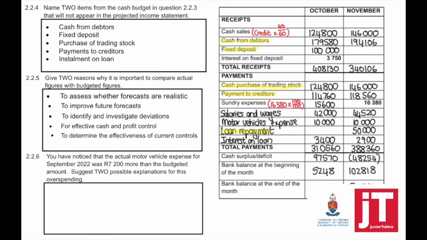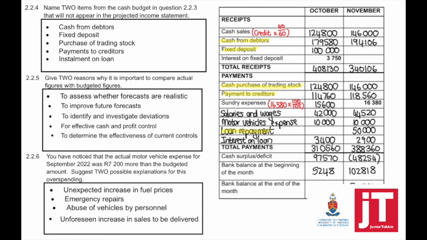You have noticed that the actual motor vehicle expense for September 2022 was 7,200 more than the budgeted amount. Suggest two possible explanations for overspending. So now we're just looking at, we did spend more than what we budgeted for. So two possible reasons could be: one, unexpected increase in fuel prices. Remember, there are things that are out of our control, which will impact the fuel price. And if fuel prices go up, that will impact our business, for example. Emergency repairs that should have taken place.